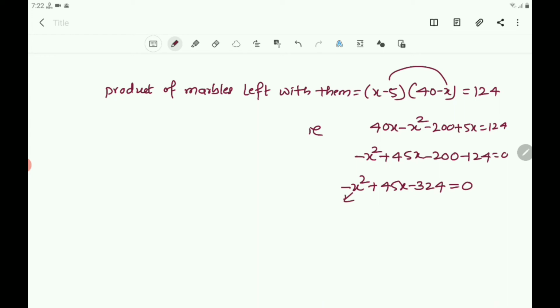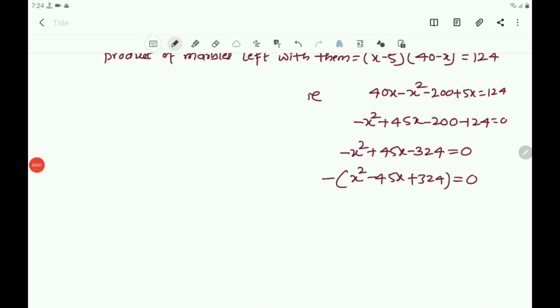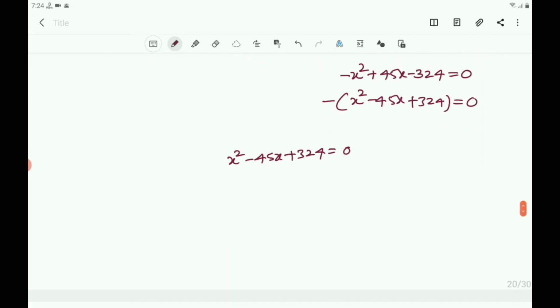Then as this x square has a negative sign, you remove the negative sign, and the equation becomes x square minus 45x plus 324 equals 0. So the quadratic equation becomes x square minus 45x plus 324 equals 0. This is the quadratic equation we got according to the given situation, but we have to solve it here.